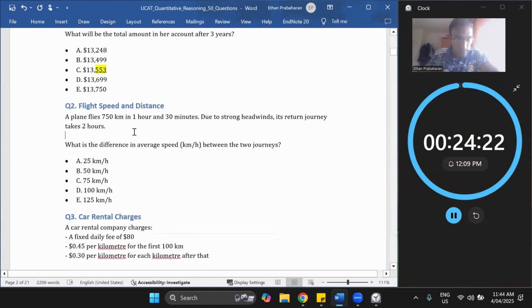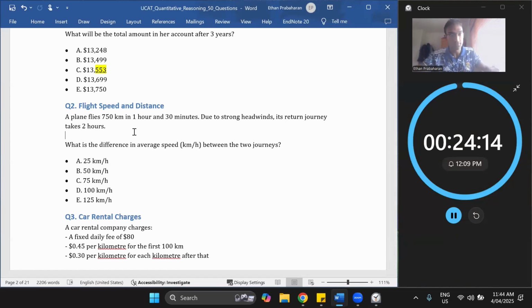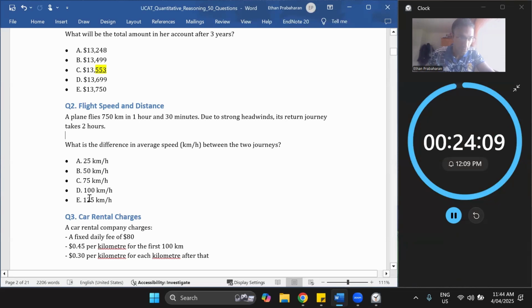All right. 750 Ks in 1 hour, 30 minutes. That's 500 kilometers an hour. Return journey takes 2 hours. Difference in average speed. So the first one was 500, and the second one's 375. So that's 125 kilometers an hour.